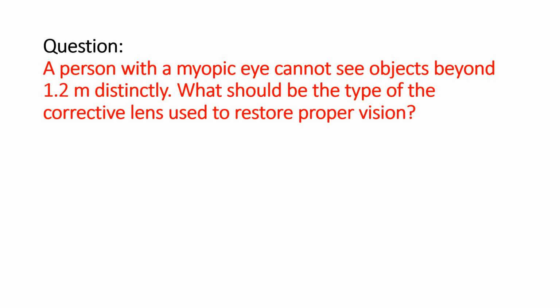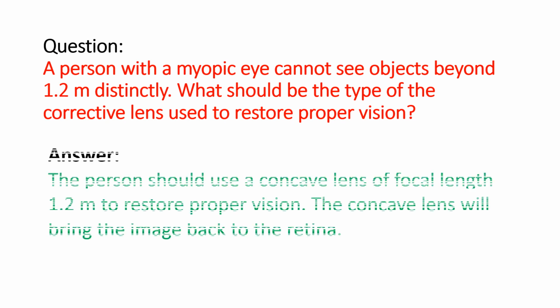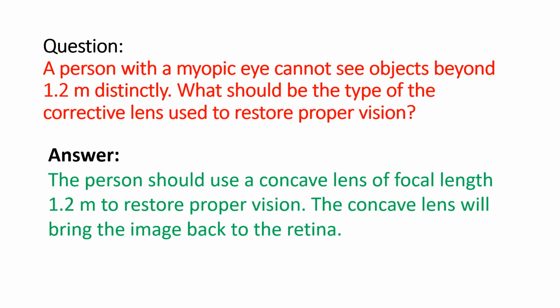Next question. A person with a myopic eye cannot see objects beyond 1.2 meter distinctly. What should be the type of the corrective lens used to restore proper vision? So the answer is the person should use a concave lens of focal length 1.2 meter to restore proper vision. What will it do? The concave lens will bring the image back to the retina.